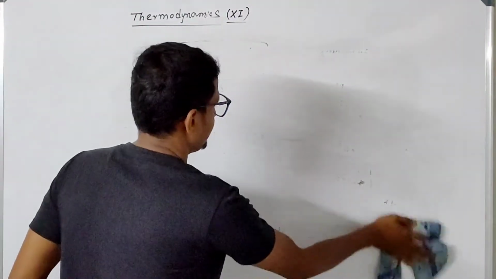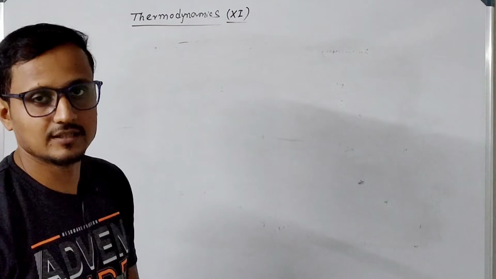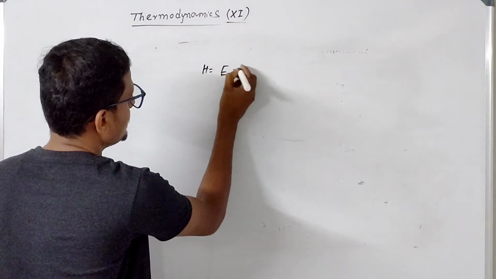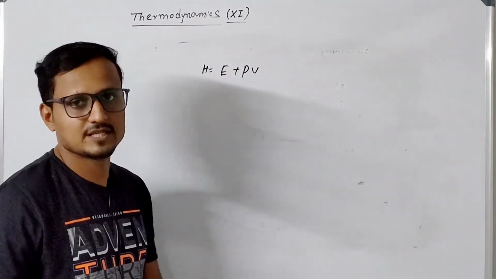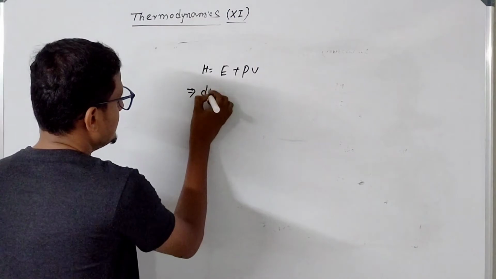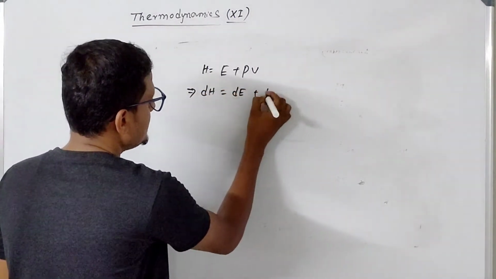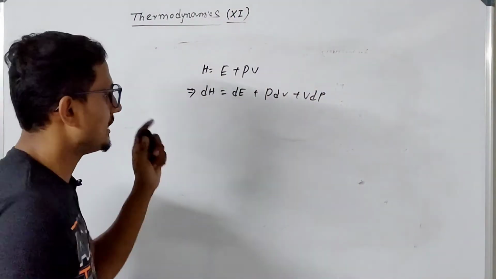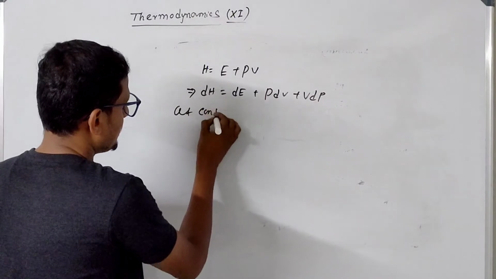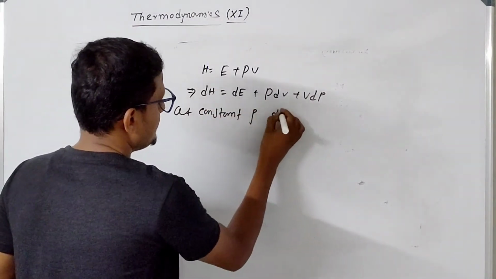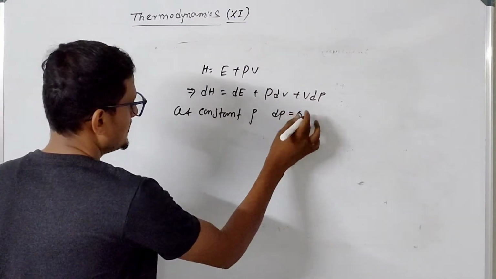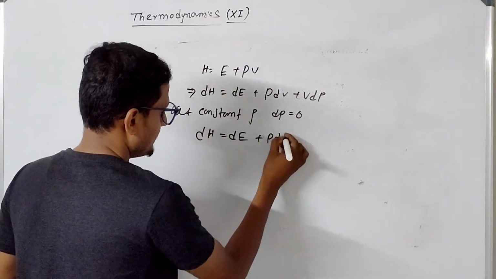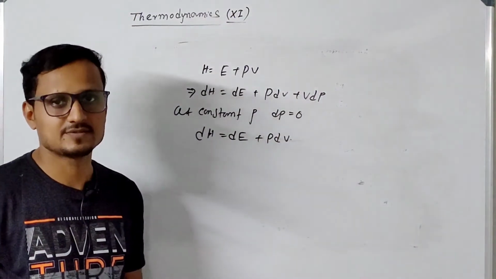Previously we have derived this one: H equals E plus PV, we know. And dH equals dE plus PdV plus VdP, this one we also know after taking the derivative. Now at constant pressure, dP is 0, so this becomes dH equals dE plus PdV.